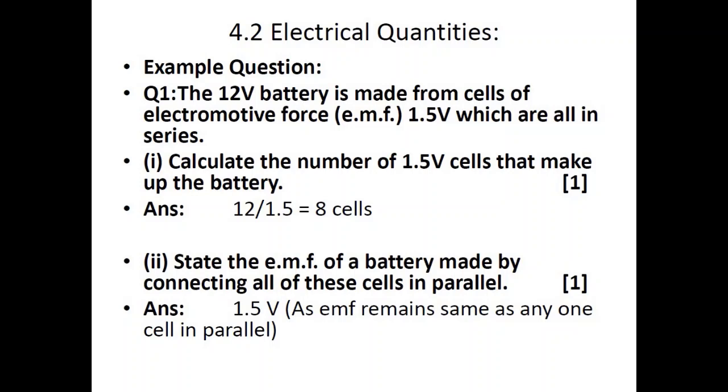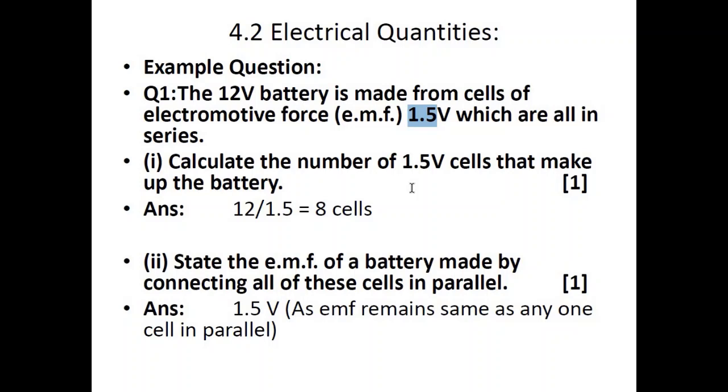Example question. The 12-volt battery is made from cells of electromotive force 1.5 volt, which are all in series. Calculate the number of 1.5 volt cells that make up the battery. Now they told us that the final output is 12 volt and each cell is 1.5 volt, and since they are connected in series, how do you find the number of cells? Simple. Divide the total EMF by the EMF of one cell. So 12 divided by 1.5 gives you 8 cells.